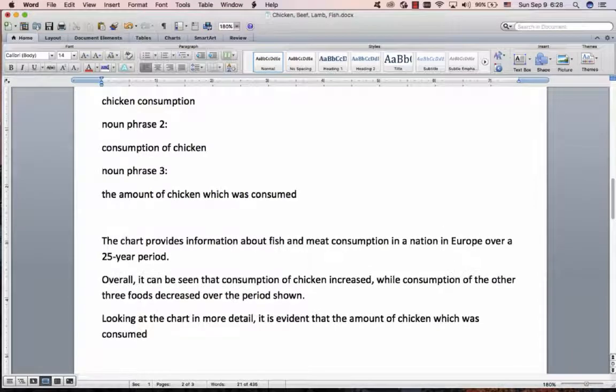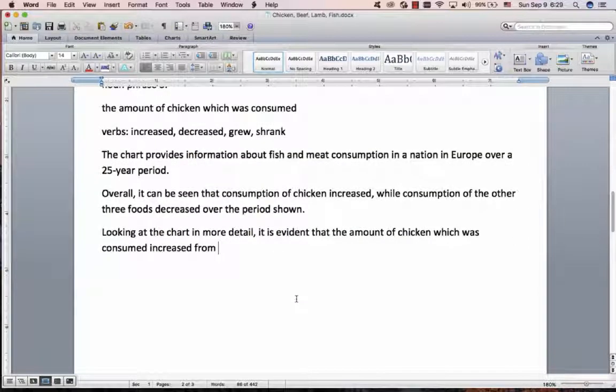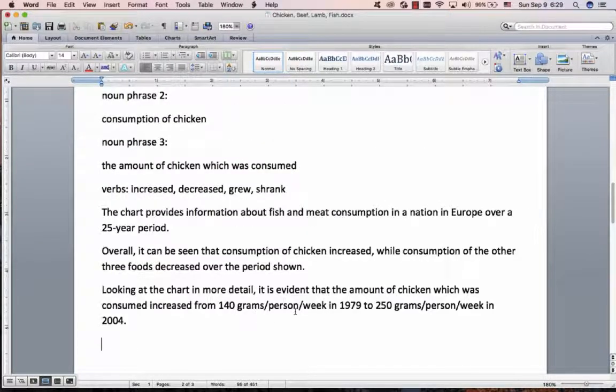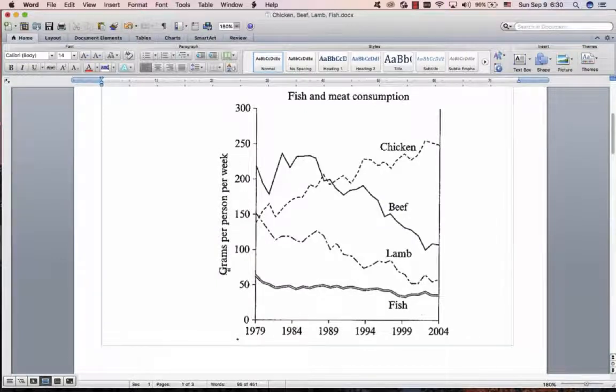Let me just put some verbs here. For line charts, usually increased, decreased, grew, that means increased, shrank, that means decreased. This is past tense of grew, past tense of grow, this is past tense of shrink. So there's some verbs for us to use. It increased from 140 grams per person per week. Please notice, you must put this whole thing here.